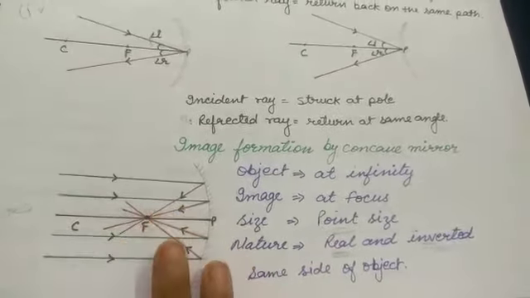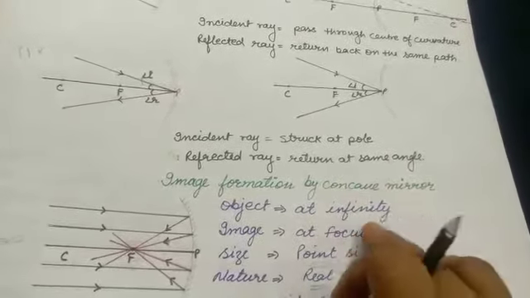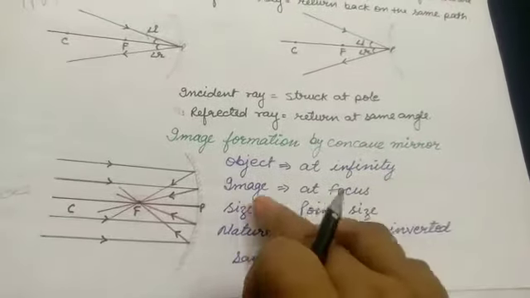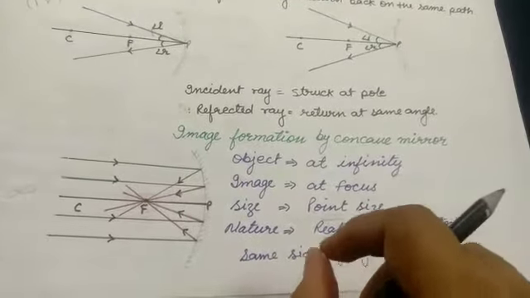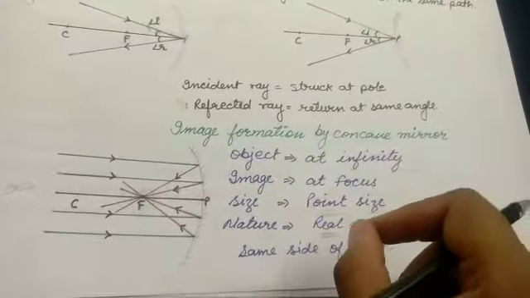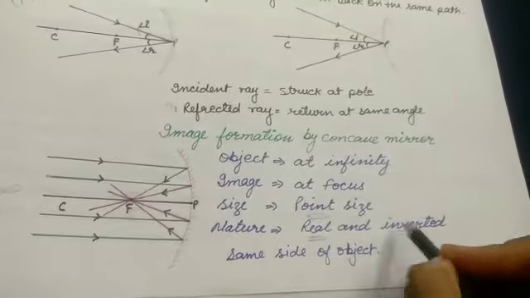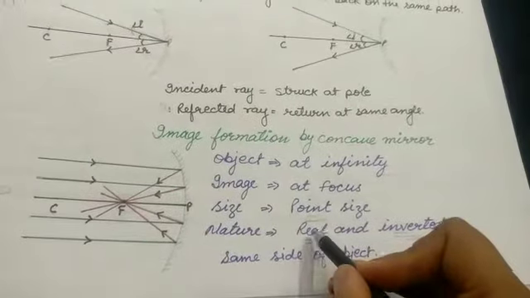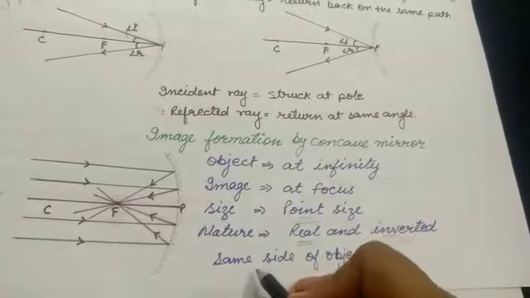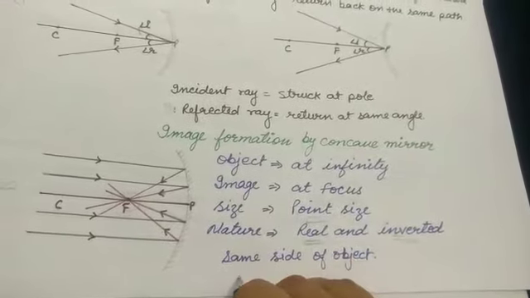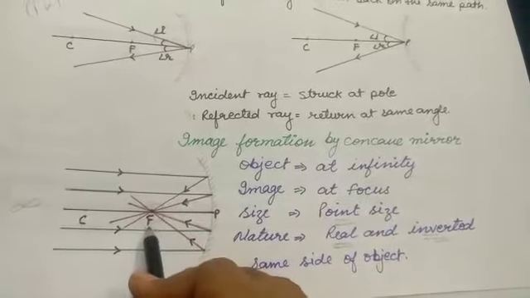So this is about the first case, how the image is formed by a concave mirror when the object is placed at infinity. The image will form at the focus. It will be a point size image, meaning a very negligible or very small image is formed. The nature of the image is going to be real and inverted, meaning we can get it on the screen, and inverted means upside down. The image is formed on the same side as the object. The object is in front of the mirror and the image is also formed in front of the mirror.